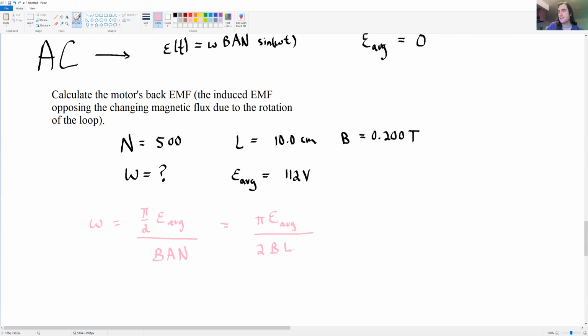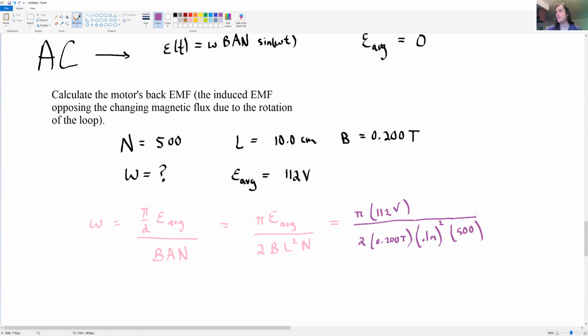The area here is given by L squared, the side length squared, so I'll go ahead and make that change right away. Switch over to purple now. I'm plugging in numbers. We have pi, we have 112 volts, 2, we have a 0.200 Tesla. L squared, L is 0.1 meters. We square it to get the area. Number of turns is 500 here. Number of turns has no units, that's counting, right?